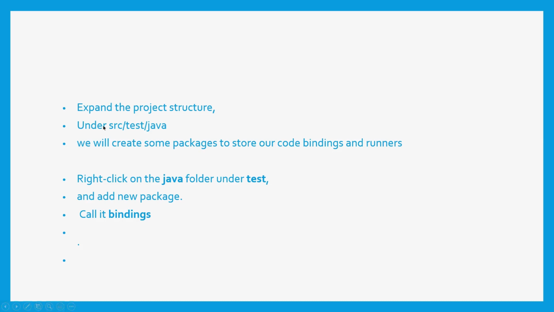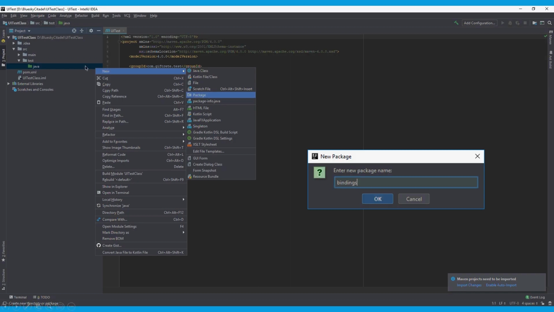Expand the project structure, and under src you will see test, and under it Java. Then we are meant to create our packages. We're going to create two packages, binding and runner. Right click on the Java folder under test and then add a new package. This is what you're going to do.